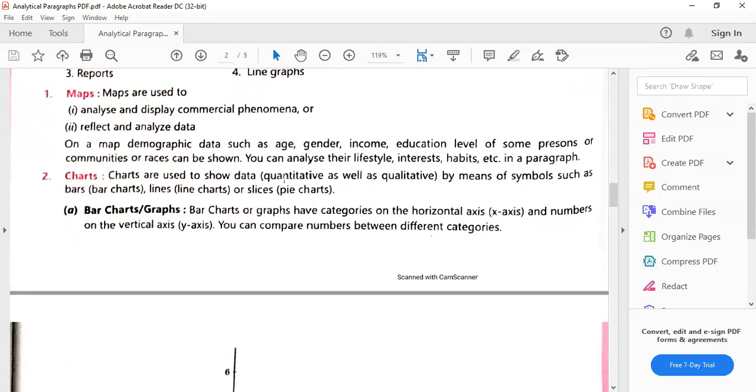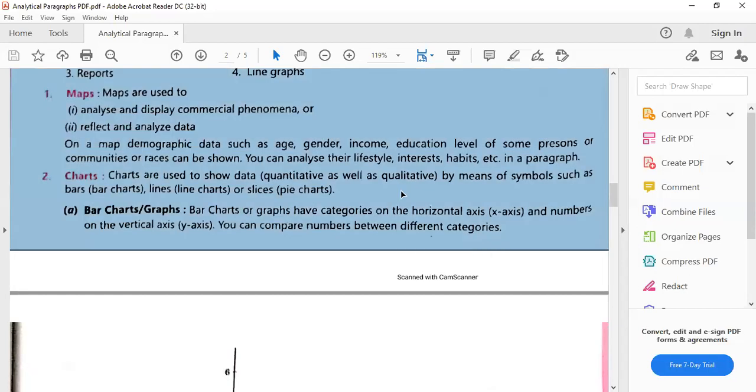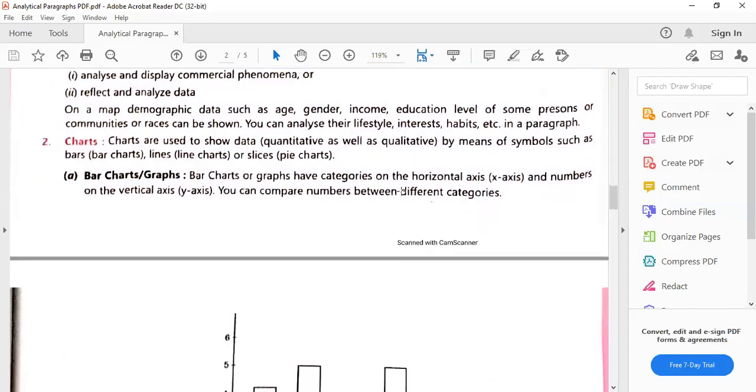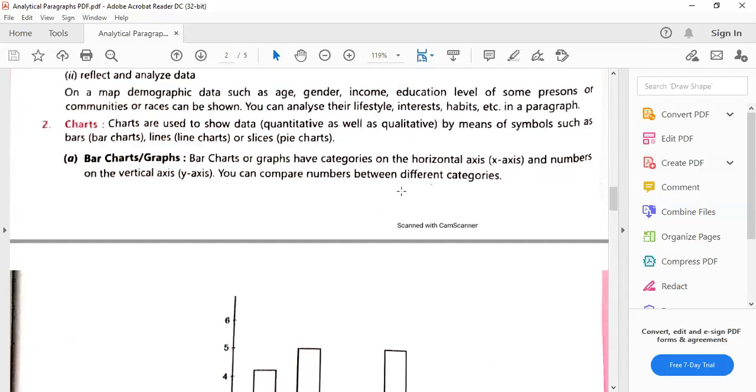Then charts are used to show data, quantitative as well as qualitative, by means of symbols such as bar charts, line charts, and slices, that is pie chart. You all know about all these things because you have already covered them in 9th class. I discussed it with your maths teacher also, and you are already doing it, I think, since 5th or 6th class, these pie charts and bar graphs, etc. So she said no problem will be there. You'll be able to understand each and everything automatically.